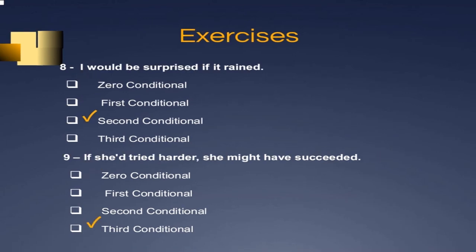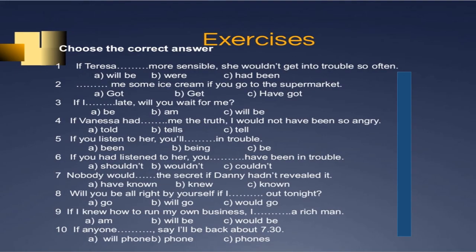And number 8, I would be surprised if it rained. Simple past tense and would, second condition. Number 9, if she had tried harder, she might have succeeded. Now we can see a perfect tense here. So of course this is the third condition. This is time to solve this exercise. Just pause the lecture here and try to do this by yourself. I hope you will be able to do it easily.